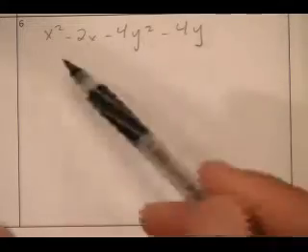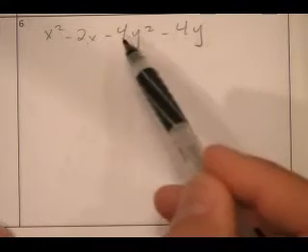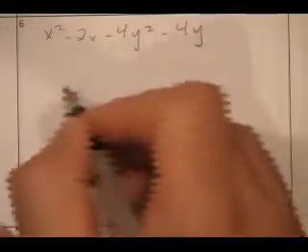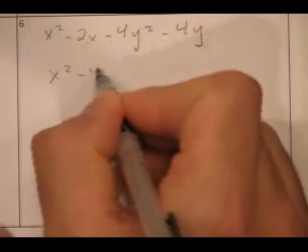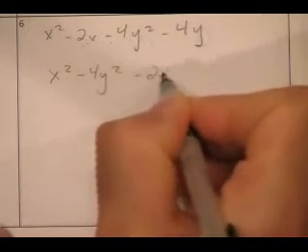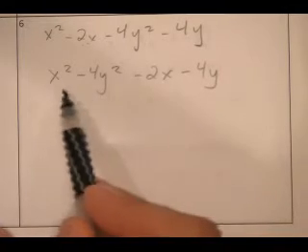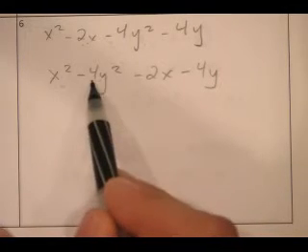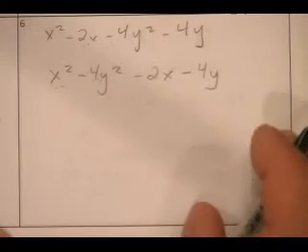Let me do my order again. Monomial factors? No. Difference of squares? No. Perfect square trinomial? No. Wait a minute. Do I have a difference? Let's rearrange this. I might have found a difference of two squares. How about this? With a little rearranging, do I have a difference of two squares here? Ooh, I did find a little difference of two squares hiding in there.